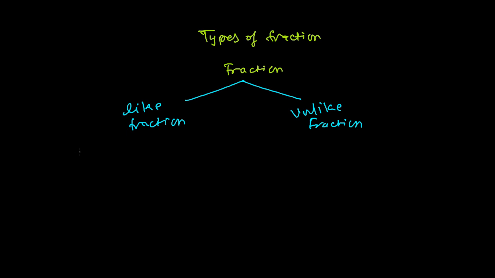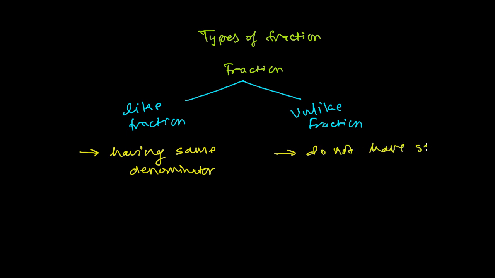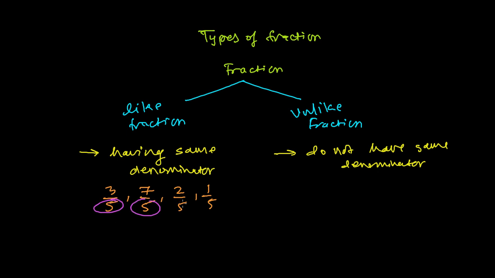So like fractions are those having the same denominator. Unlike fractions are those which do not have the same denominator. So for like fractions, an example is like 3 over 5, 7 over 5, 2 over 5, 1 over 5. So in all these cases, look here, the denominators are the same: 5, 5, 5, 5.